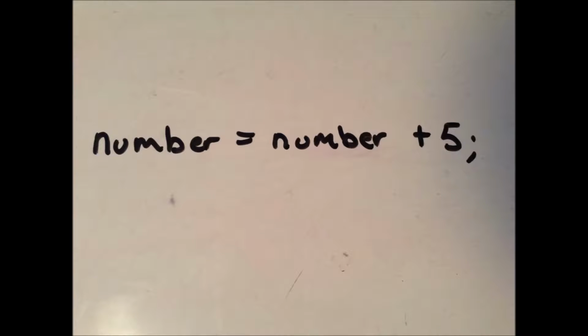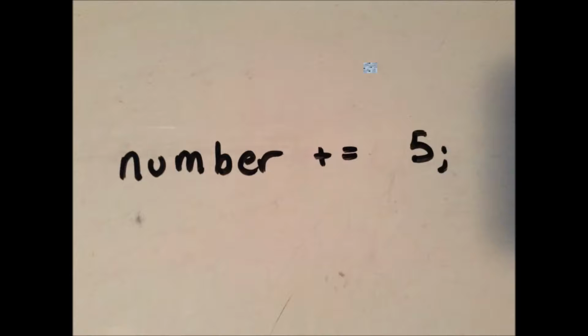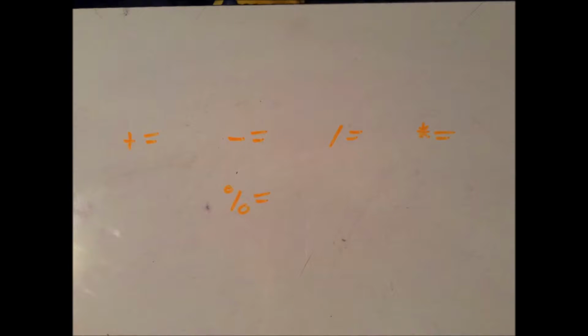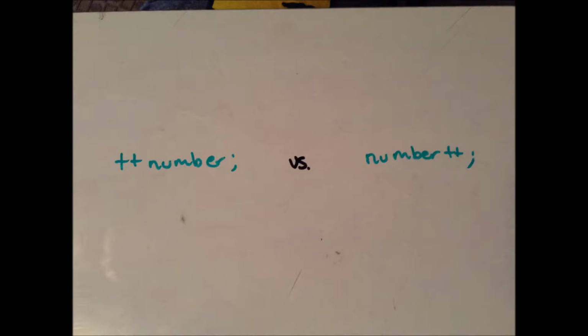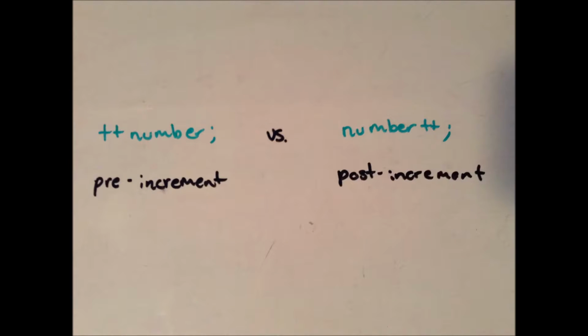The statement number equals number plus 5 is an example of an accumulation statement. The old value of number is incremented by 5, and the new value is stored in number. The statement can be replaced as follows. Java provides the following assignment operators. The increment and decrement operators can be written as either a prefix or a postfix unary operator. If the double plus sign is placed before the variable, it's called a pre-increment operator, but it can follow after the variable, which is called a post-increment operator.